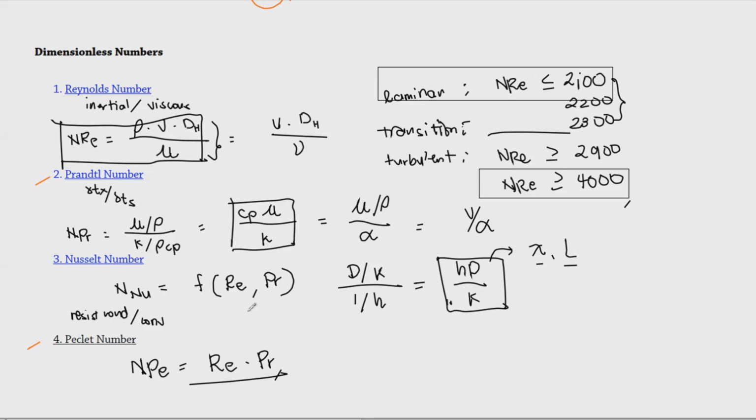Sometimes they use it to simplify the equations. But these three are the main important dimensionless numbers that we need to remember. Peclet is the product of Reynolds and Prandtl, but Nusselt is a function of the Reynolds and Prandtl number. So instead of just multiplying, the Nusselt number has a lot of additional components in the function, since it's just a representation of this function.